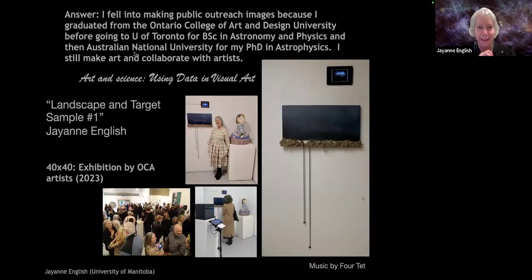I'm still an artist. I still make art and I collaborate with artists. This is an example from an art show that was not too long ago. I graduated 40 years ago, and this exhibit is by 40 people who graduated 40 years ago. And we were asked to create an image to put in the show that referred to a piece we made 40 years ago.